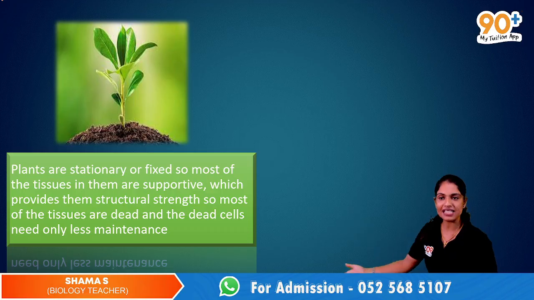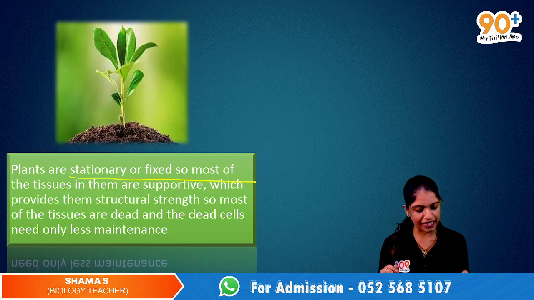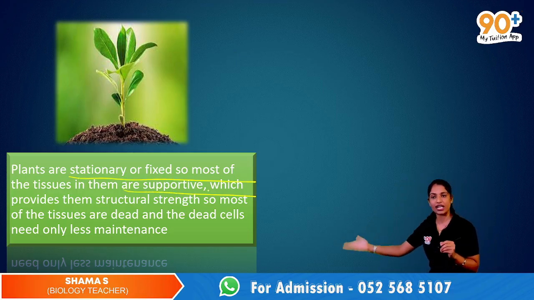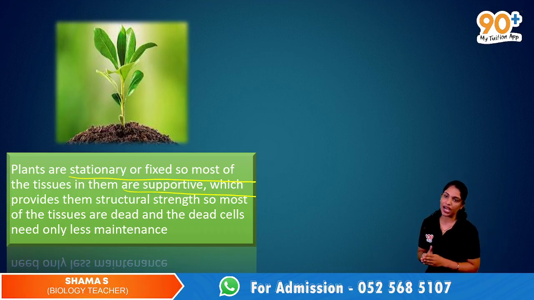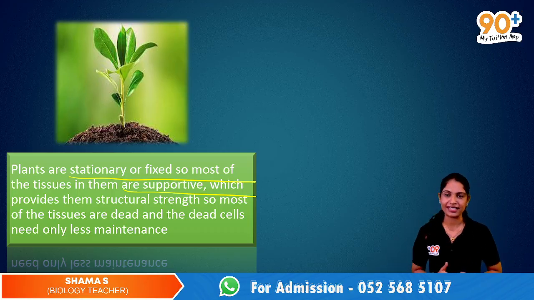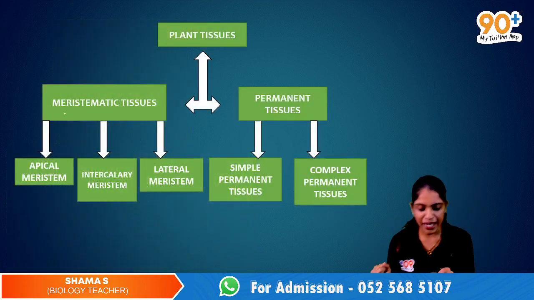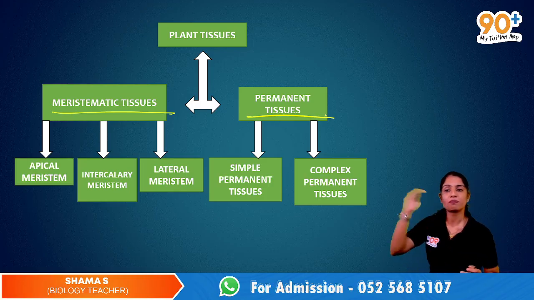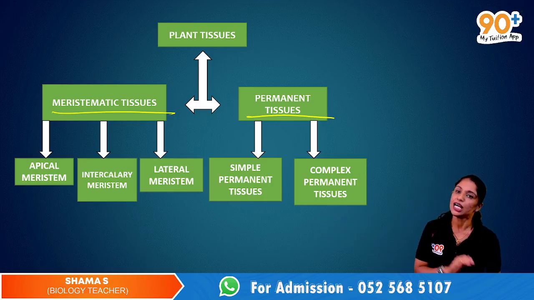Okay, so plants are stationary or fixed at a place. So most of the tissues in them are supportive, which provides them structural strength. And most of them are dead in nature, so that they require only less maintenance. Now this plant tissue is divided into two, that is meristematic tissue and permanent tissue.